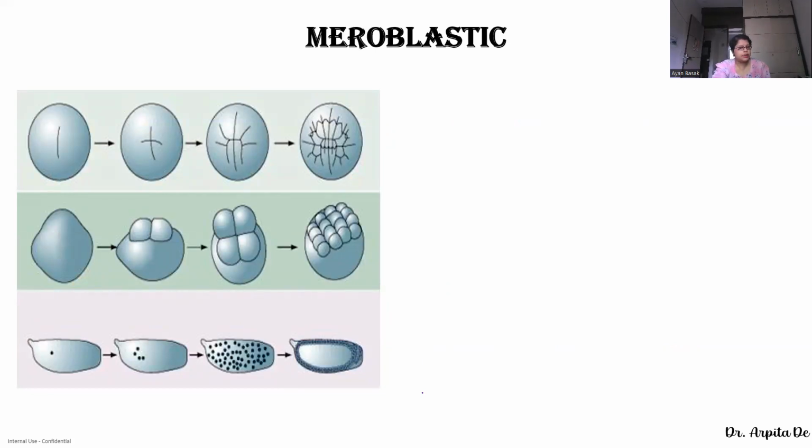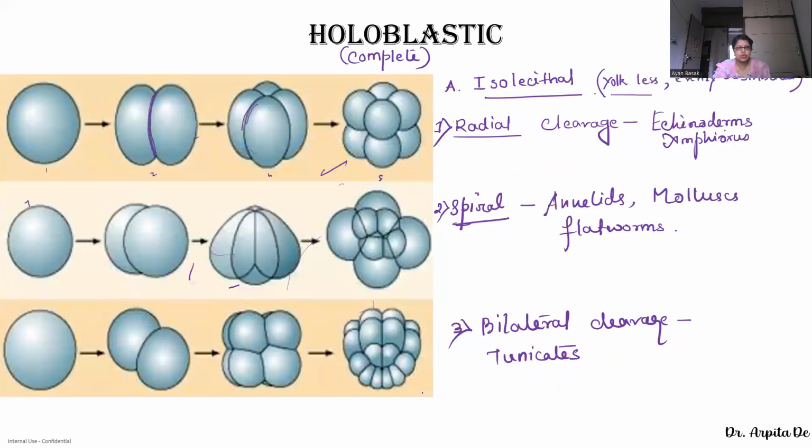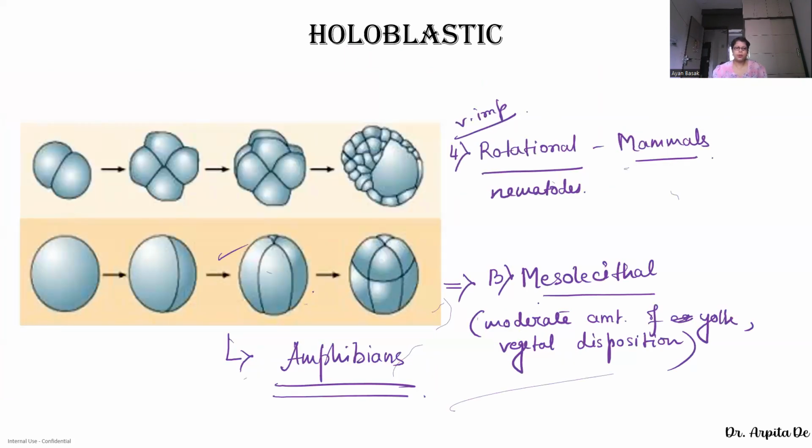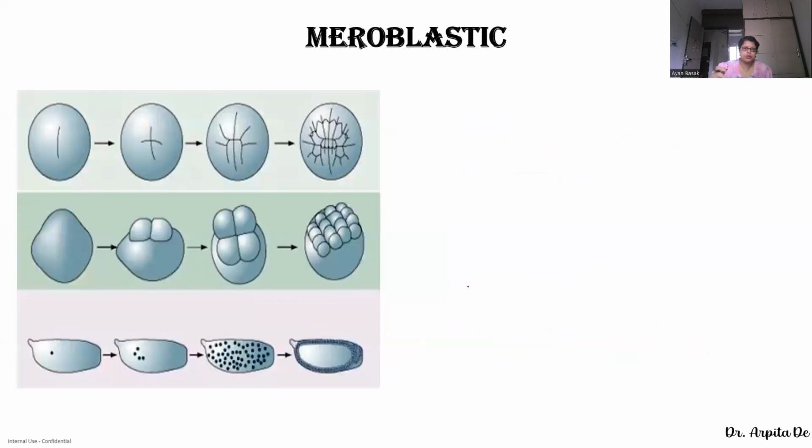Next, we'll go to meroblastic cleavage. You have already learnt about holoblastic cleavage. This is your holoblastic cleavage where we have two types of eggs, isolecithal, mesolecithal, and we have four types of cleavage: radial, spiral, bilateral, and rotational. And for each case, you have got examples also, which you should not forget. Next, we will talk about meroblastic or incomplete cleavage.